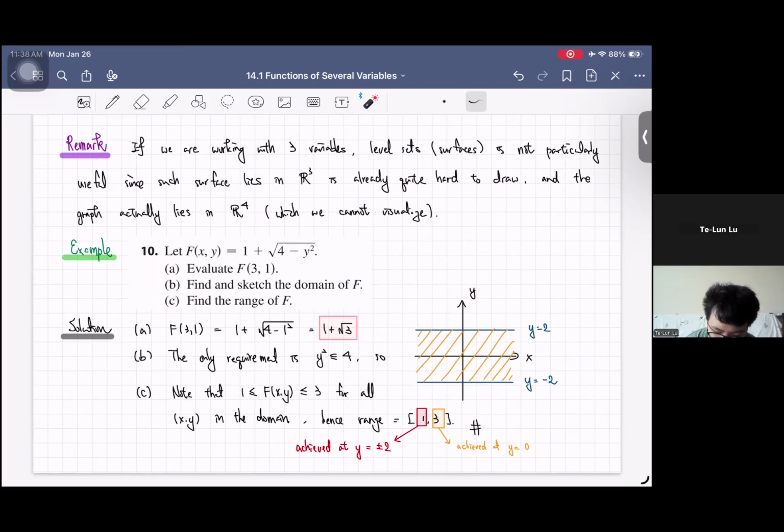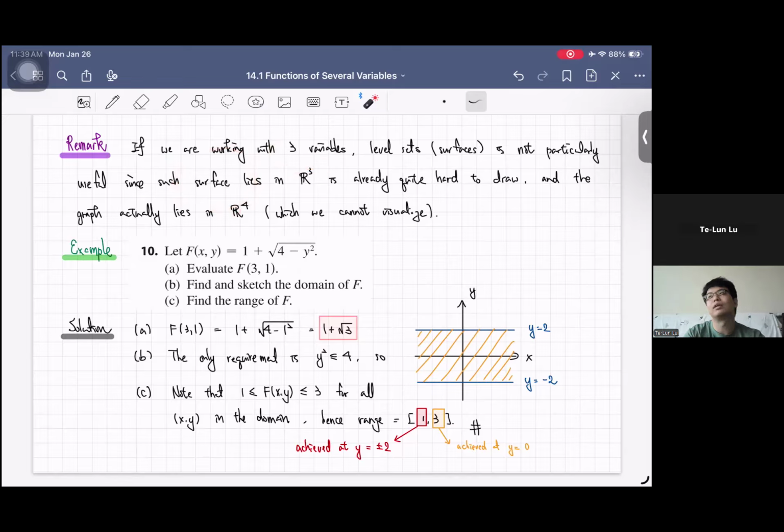Okay. So in this case, actually, I have a remark here. Sorry. So as I mentioned, if we're dealing with a two-variable function, the level set looks like a curve, right? If you're working with a three-variable function, the level set works like a surface.